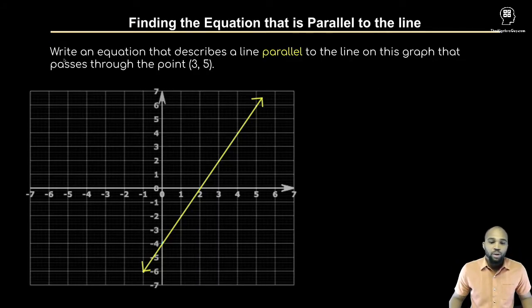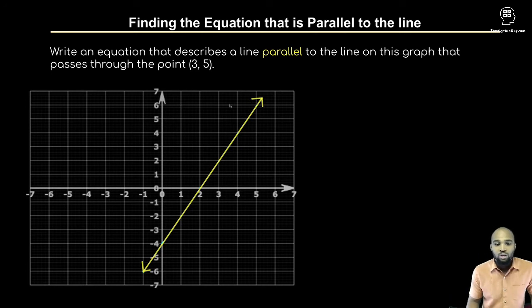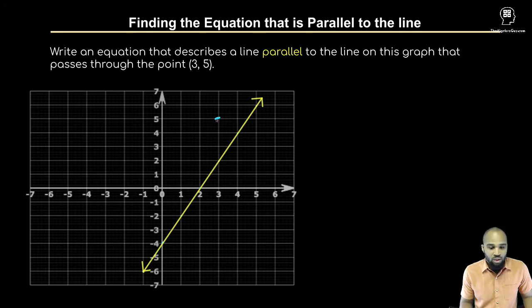Find the equation that's parallel to a line. Write an equation that describes a line parallel to the line on this graph. So we want another line that's parallel to this one and goes through point (3,5). What's the equation of that line? One thing we could do is simply draw it, right? We've got point (3,5) and we want to draw another line that's parallel. Well, parallel means they have the same what?